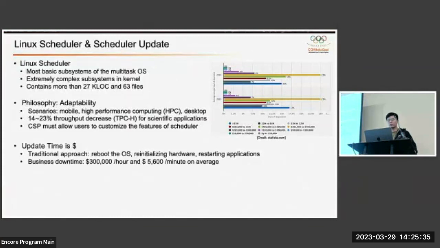While the default Linux scheduler is powerful, applications often require different schedulers to achieve the best performance. For instance, microsecond level workloads like memcached and Silo are extremely sensitive to scheduler overhead. The scheduler is designed to be applicable for different scenarios such as mobile, HPC, desktop, because there is no one-size-fits-all scheduler. So the cloud service providers must allow users to customize the scheduler.